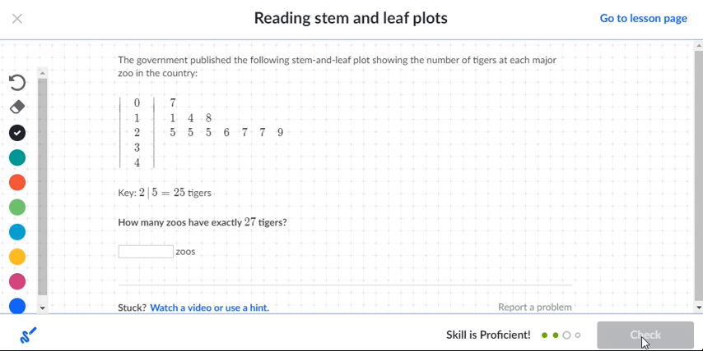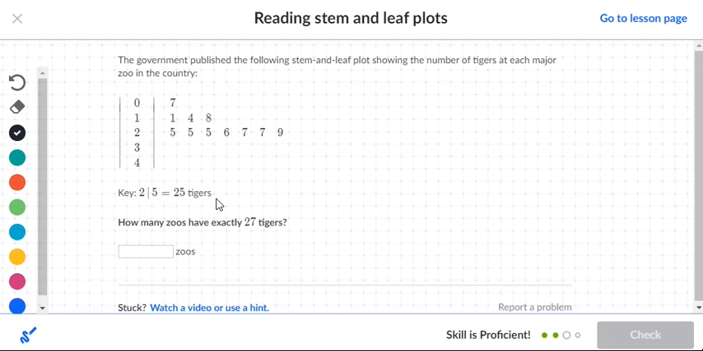Again, this is a stem and leaf plot showing the number of tigers at each major zoo in the country. Notice right here we have 0 and 7, so that means this is simply 7. Because the 0 doesn't have any meaning, the number doesn't exist in the tens place, so it's just a single 7. Now this 1 here is actually 11, this is 14, and this is 18. Then you move on to the 20s. Notice this is 25, 25, 25. That's three 25s. Then you have 26, then 27, 27, then you finish up with 29.